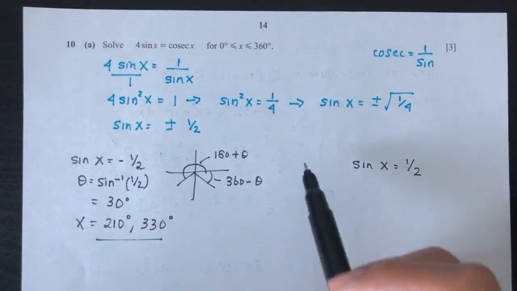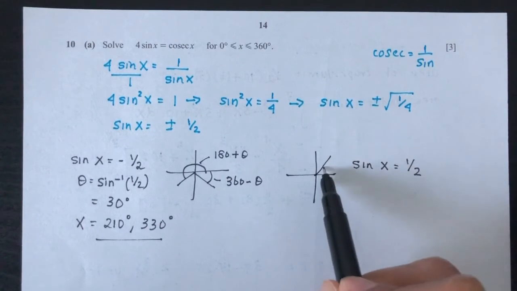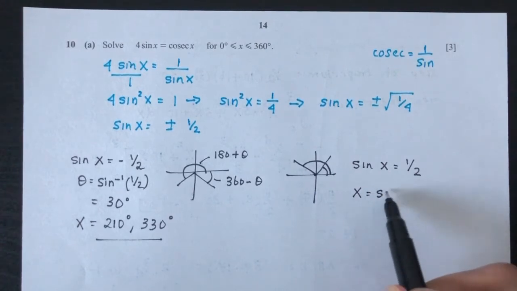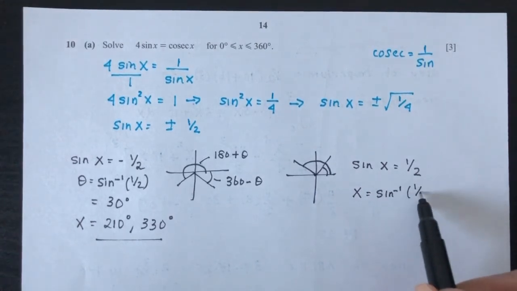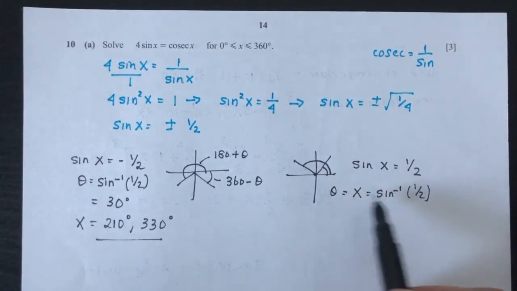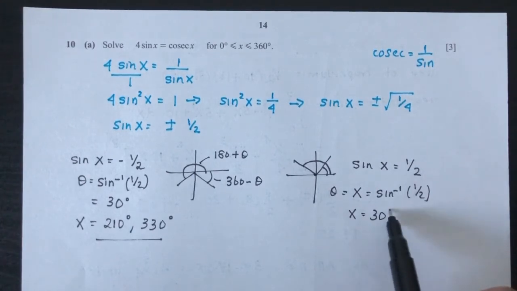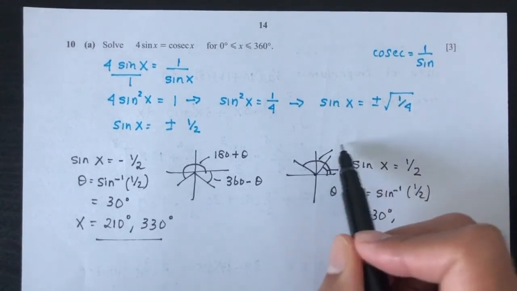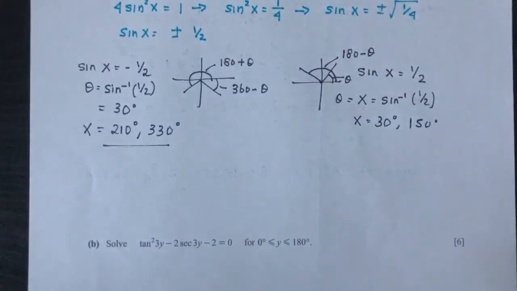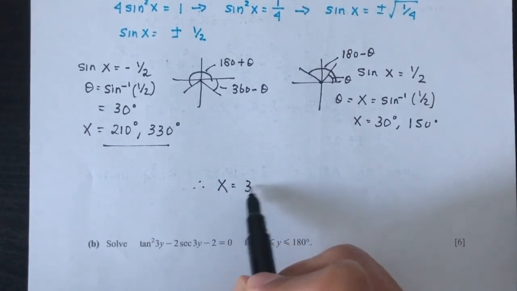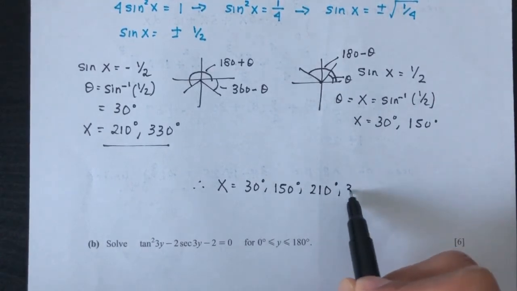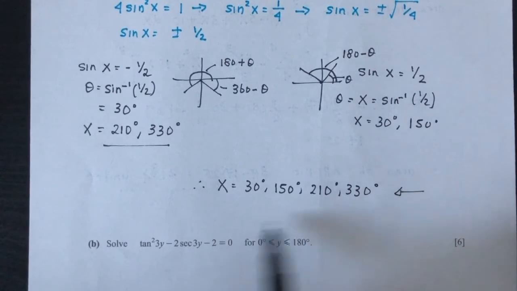And for this one, when sine is positive, it will be in your first quadrant and in your second quadrant. Okay, so x is sine inverse of 1 over 2. So here, since it is positive, x is the same as theta, so same value. X will be 30, that is in your first quadrant. In your second quadrant will be 180 minus this one, that will be 150. So your values for x will come down to x is equal to 30, 150, 210, and 330. These will be your values for x.